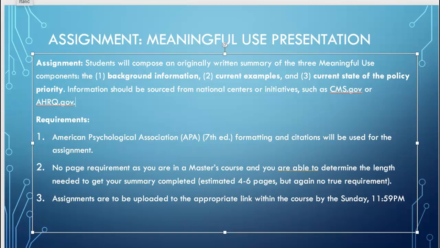or other credible sites, or using peer-reviewed journal articles, and how long. A lot of times there's not really a page requirement.